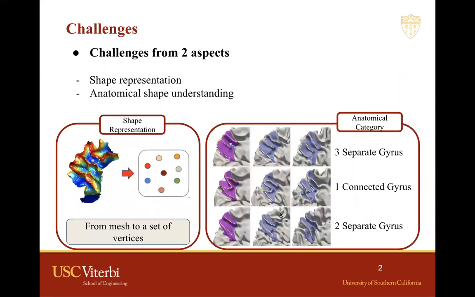There are two main challenges of this mapping task. First is how to represent a shape. To handle the surface patch data effectively, we take the surface patch data and input it as a set of separate vertices. Also, there are three basic types of anatomical patterns for the precuneus patch of the human brain, as shown in the figure on the right.